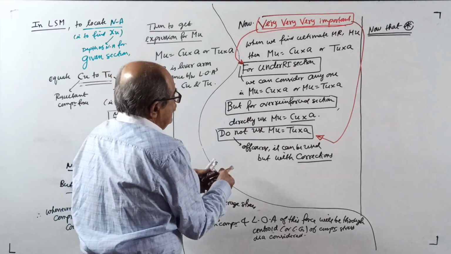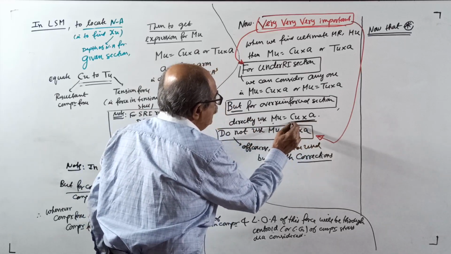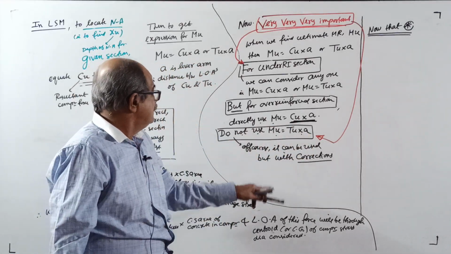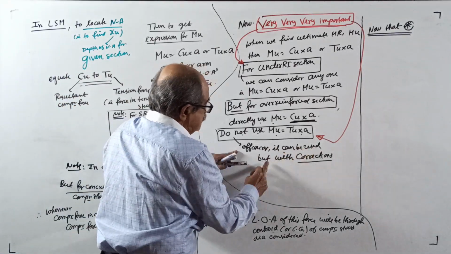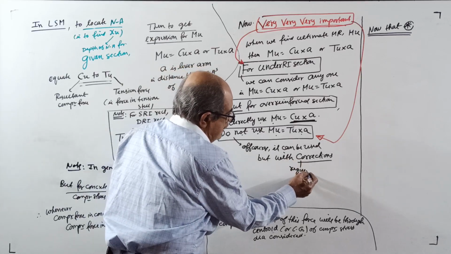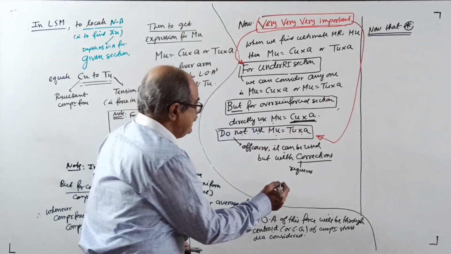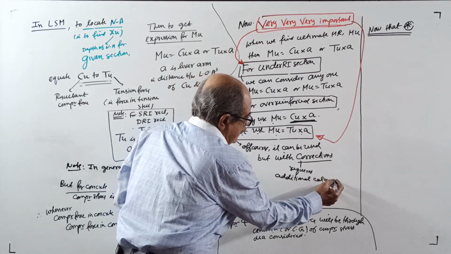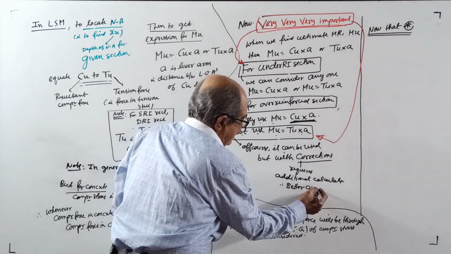For over reinforced section, directly use MU equals only CU into A. Do not use MU equals TU into A. That does not mean that you cannot use TU into A. Of course, it can be used, but with corrections. If you use MU equals TU into A, it requires additional calculations. Therefore, better avoid.